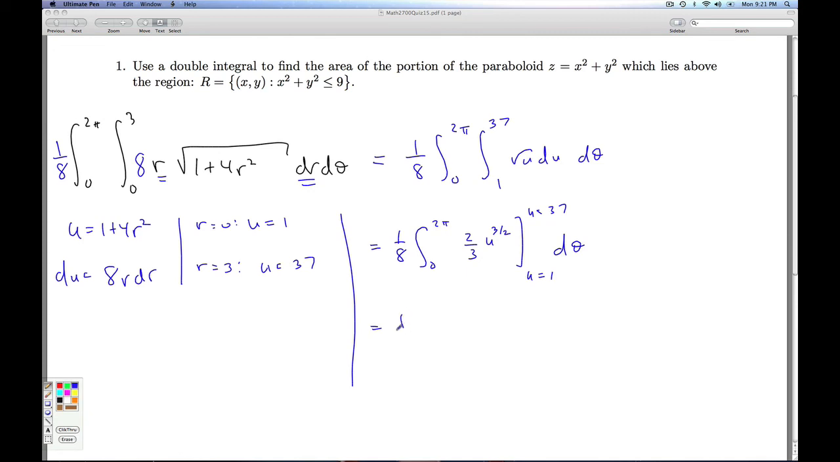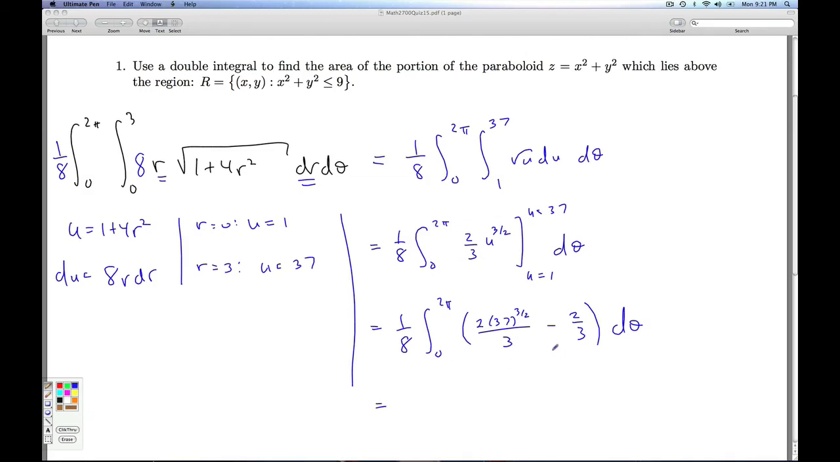This is 1/8 integral 0 to 2 pi. I get some horrible constant in here. I get 2 times 37 to the 3/2 over 3 minus 2/3, d theta.